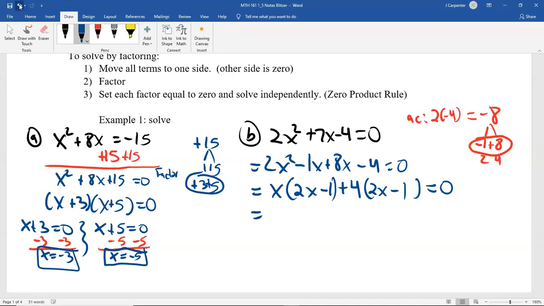Alrighty. Now, this 2x minus 1 is the same thing as 2x minus 1. They're the same, so you've got a GCF of 2x minus 1 in parentheses. So we write that first. That's what you do with GCFs. You write them first. Then you open a new parentheses.